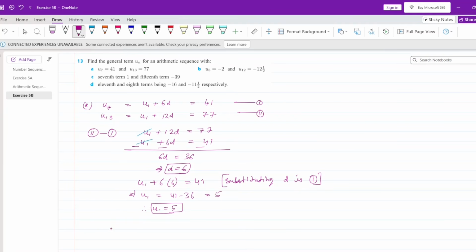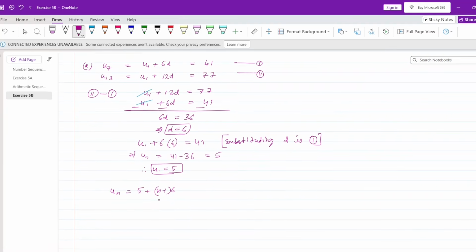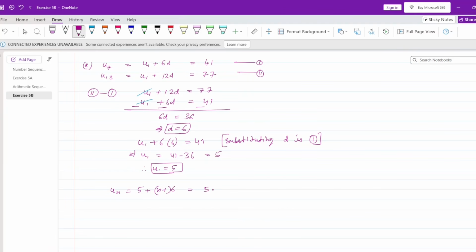So from here we can say un equals u1, that is 5, plus n minus 1 times d. d is 6. And this becomes 5 plus 6n minus 6, that equals 6n minus 1. So un equals 6n minus 1. This is the general term.